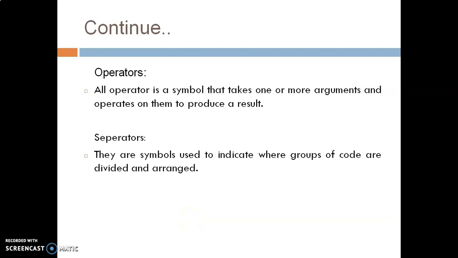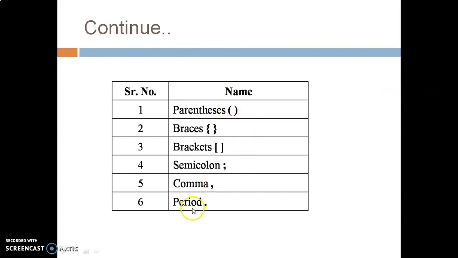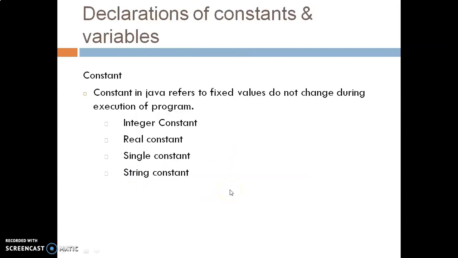Now, operators and separators, these are all part of tokens. I am talking about tokens only. So an operator, as I said, is a symbol which works on 2 operands to produce a result. Similarly, separators are there. You can see here the list of separators: period, comma, semicolon, bracket, braces, parenthesis. By using the separators, you are able to distinguish the code or divide the code or words.